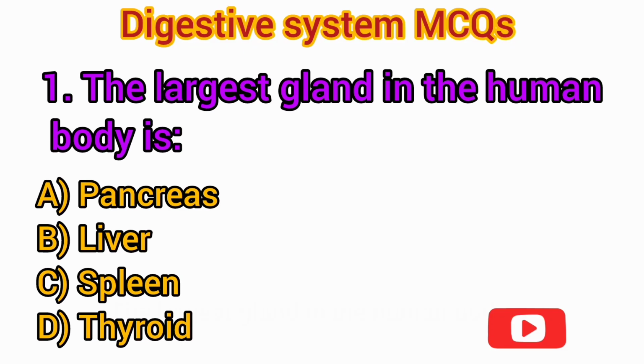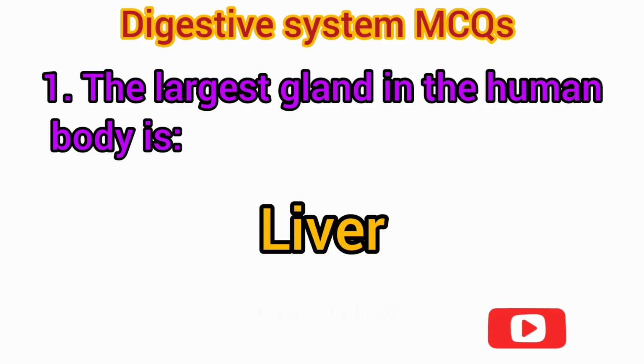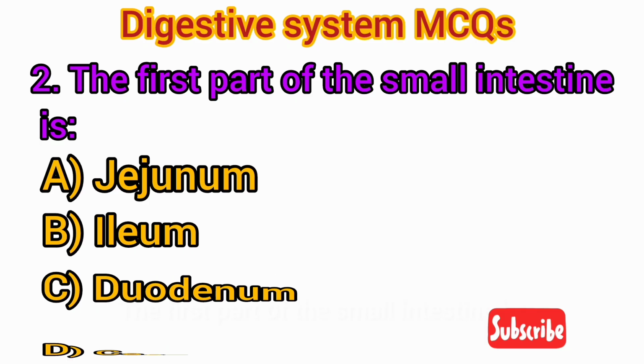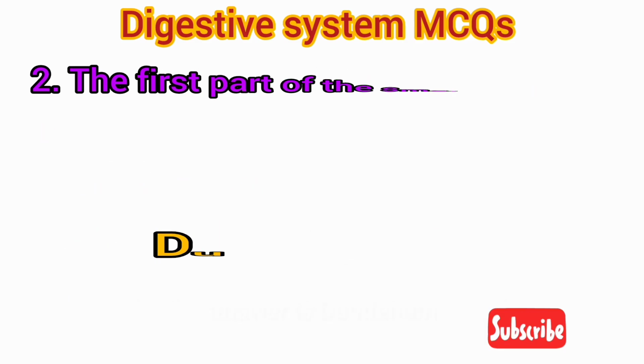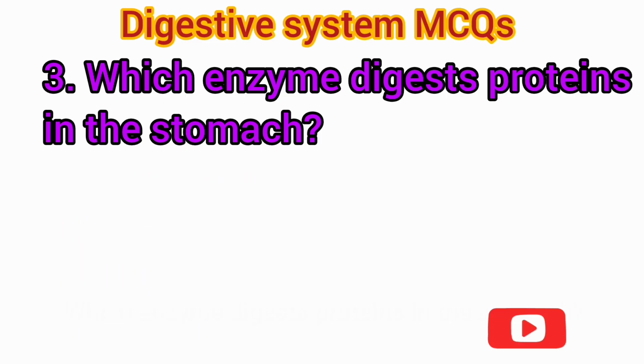The largest gland in the human body is... Answer is liver. The first part of the small intestine is... Answer is duodenum. Which enzyme digests proteins in the stomach? Pepsin.